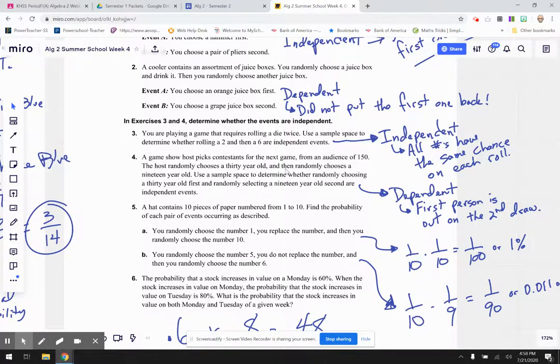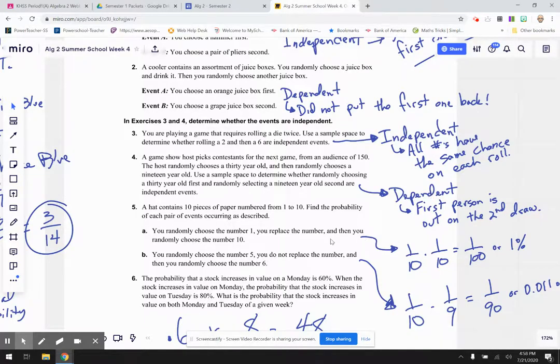A game show host picks contestants for the next game from an audience of 150. Randomly chooses a 30-year-old, then randomly chooses a 19-year-old. Use a sample space to determine whether the events are independent. No, that's not independent. That's dependent because you took the first person out and he's not going back into the audience. He's coming out to play the game. So he's already out to play the game. So now there's less in the audience. Now there's 149 in the audience when you pick the second person. So that's a dependent event. It's not out of the same amount anymore.